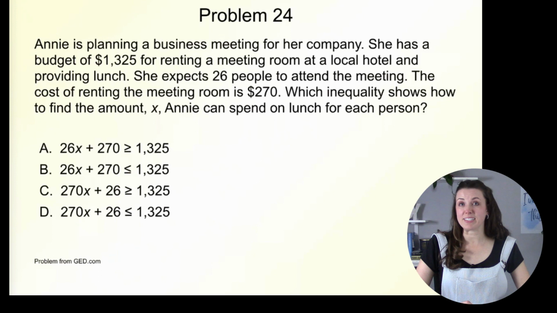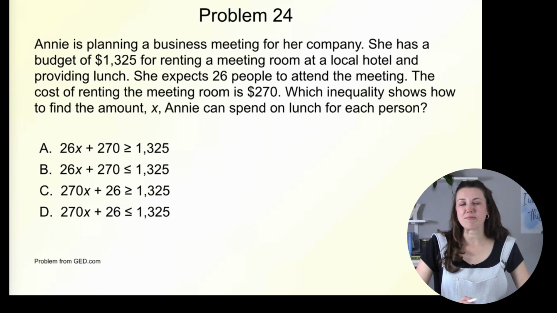Annie is planning a business meeting for her company. She has a budget of $1,325 for renting a meeting room at a local hotel and providing lunch. She expects 26 people to attend the meeting. The cost of renting the meeting room is $270. Which inequality shows how to find the amount, x, Annie can spend on lunch for each person?